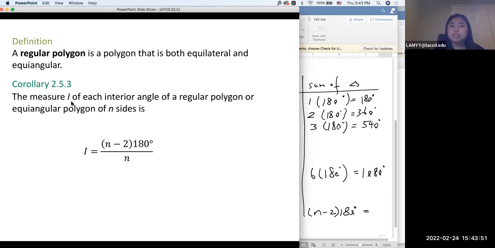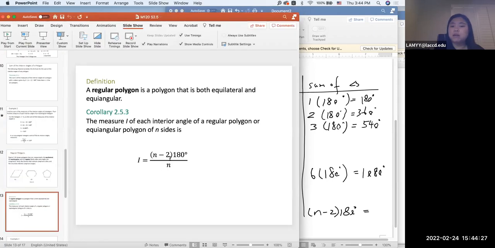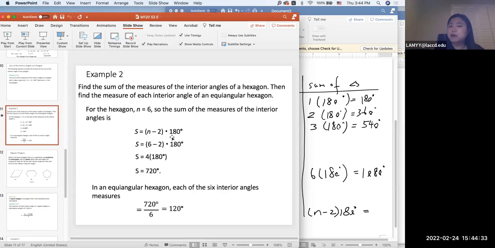And then the measure I of each interior angle of a regular polygon, or equiangular polygon, of n sides is... so this is talking about they want to find the interior angle for the equiangular. Look at the formula, n minus 2 times 180. Remember this. This is exactly the same formula we got for the S, n minus 2 times 180.